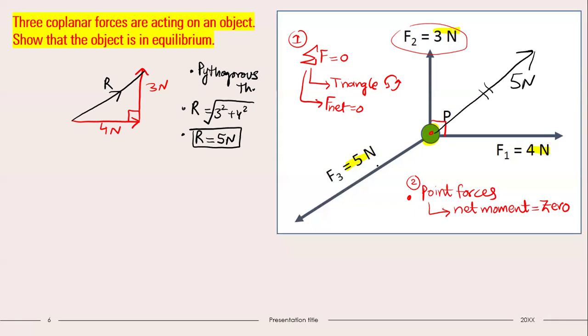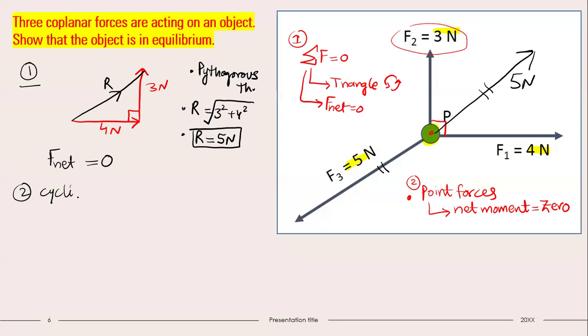So this 5 Newton and this 5 Newton, as they are in opposite directions, will cancel out each other. So we say that the net force acting on this object is zero. That's how, by solving it, we can say that these forces are in equilibrium.